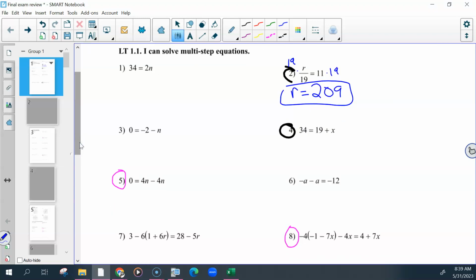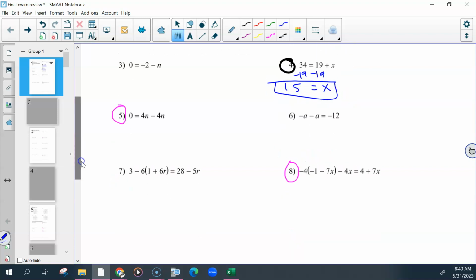For number 4, we have to get x by itself. So again, we're getting rid of the 19. What would we do there? Subtract the 19 on both sides. Subtract that from what you get. Again, if I wanted to check myself, I could put in 15 plus 19, and I should get 34.